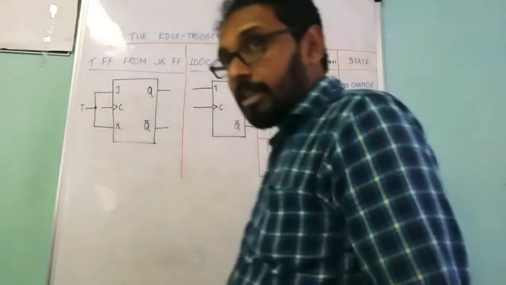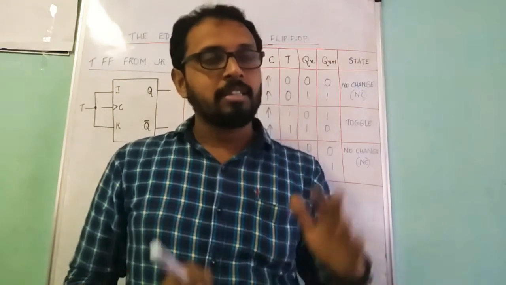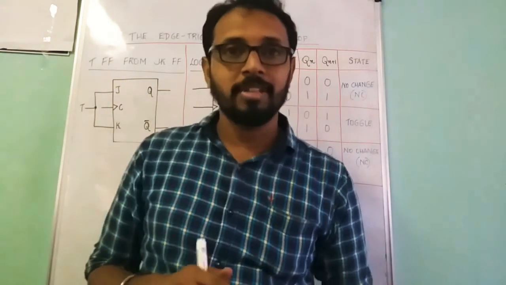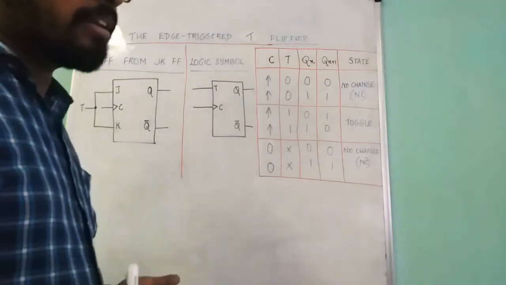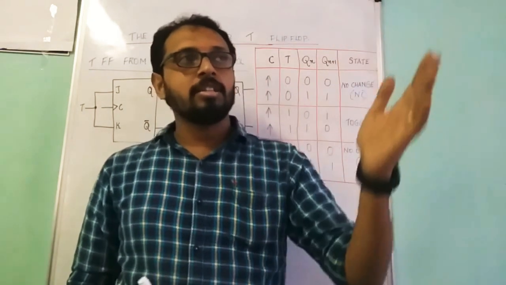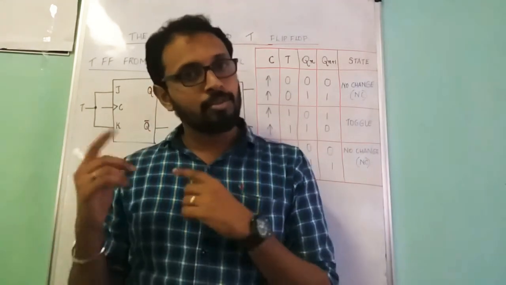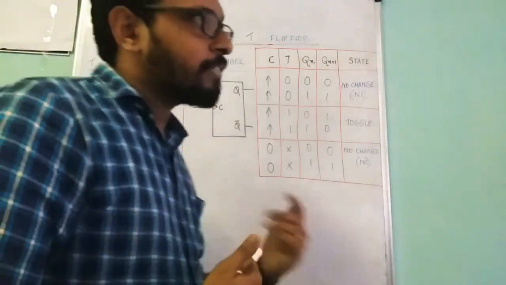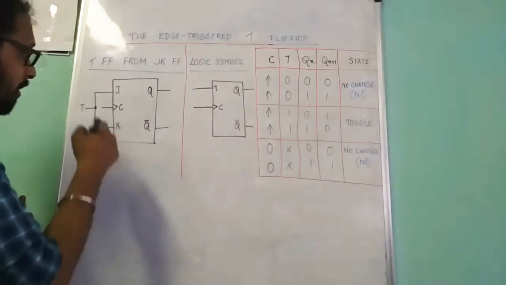Next is the edge triggered T flip-flop, and T stands for toggle. It has only one control input, that is, it's a single control input flip-flop. The single control input is T, and we have two conditions in the JK flip-flop. That is, when J equals K equals 0, and when J equals K equals 1. We have two conditions.